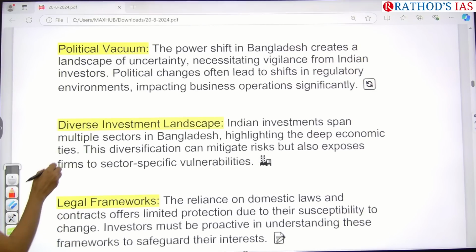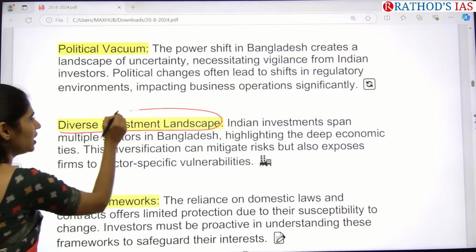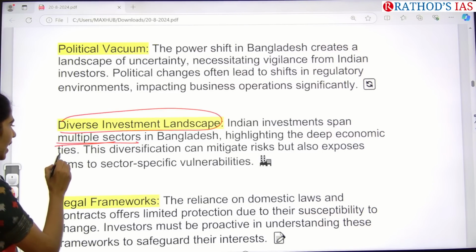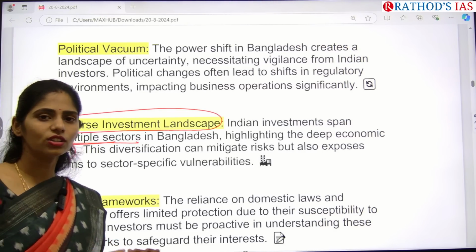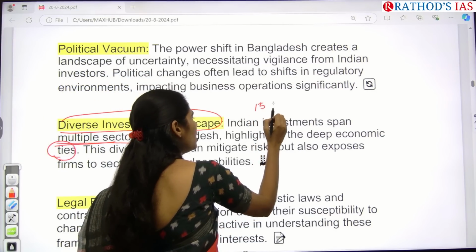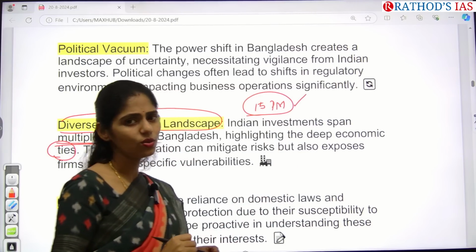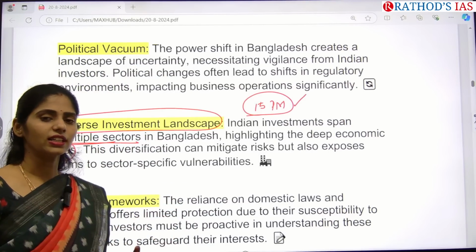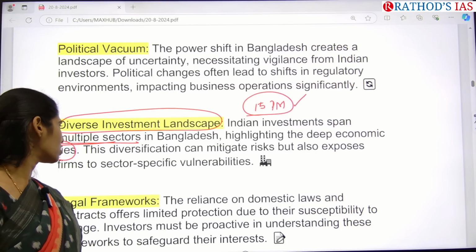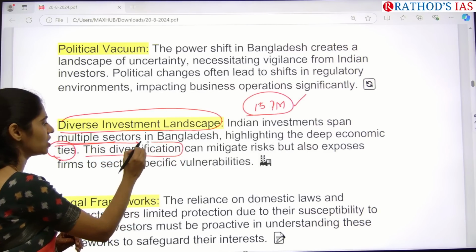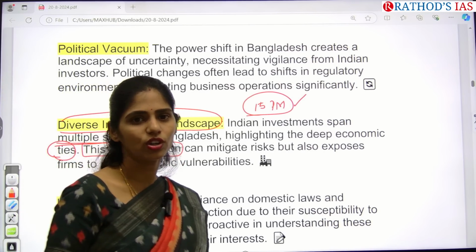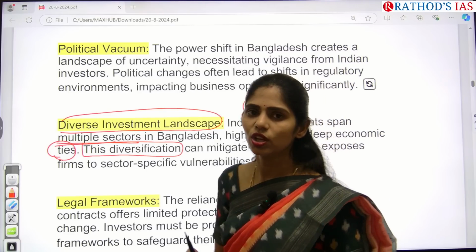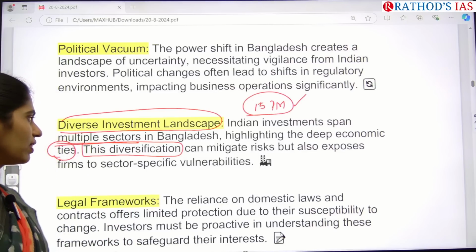And next, they are focusing on diverse investment landscapes. Indian investments are made in different sectors in Bangladesh, which highlights the economic ties we already have. Earlier we had good relations with Bangladesh, because for the past 15 years the PM was Sheikh Hasina, who had a very good relationship with India. So Indian investors went and invested in Bangladesh, not only in a single sector but in different areas. Now, if they want to go for diversification, they are estimating the risks, the profits, whether they can come back from Bangladesh or not, and if they come back, where they have to invest. So there are a lot of economic instabilities for these investors as well.